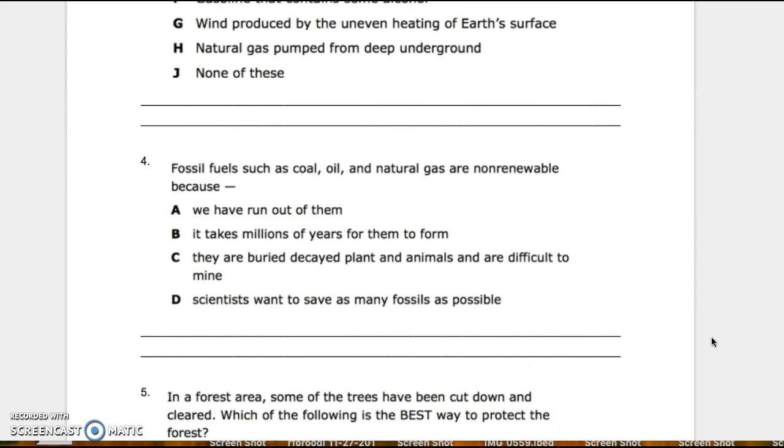Number 4. Fossil fuels such as coal, oil, and natural gas are non-renewable because A. We have run out of them. B. It takes millions of years for them to form. C. They are buried, decayed plants and animals and are difficult to mine. D. Scientists want to save as many fossils as possible.